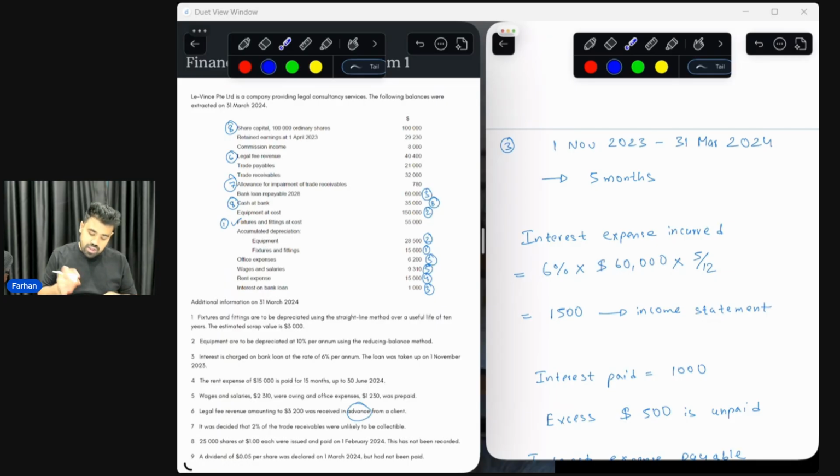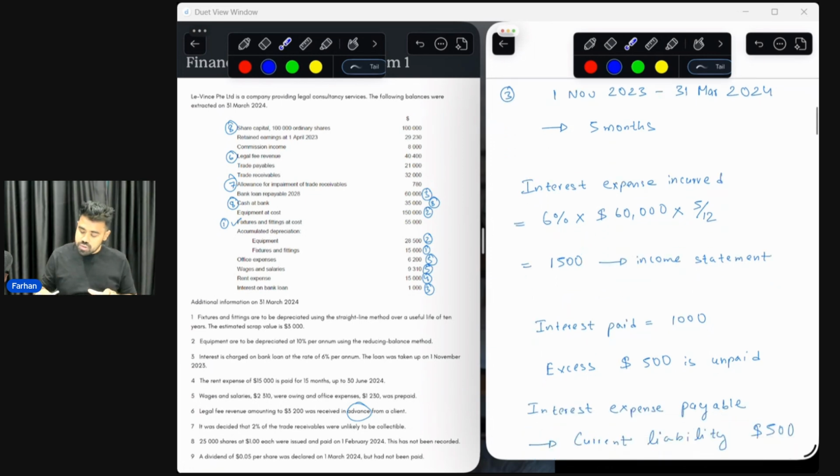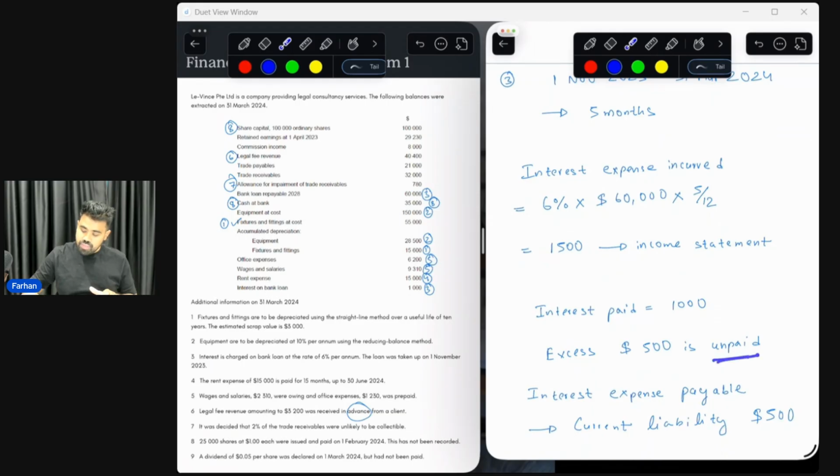see that at the end, you have been given interest and bank loan of $1,000. So this interest and bank loan of $1,000 here refers to what? Given that we already know the interest expense incurred should be $1,500, right? That means that $1,000 is the actual amount we have paid already, and therefore we are left with $500 to be unpaid. And that is what we call an interest expense payable. And because it is payable, it means we have an obligation. Therefore, we include this when we prepare the balance sheet as part of our current liability. And that amount we will show is $500.